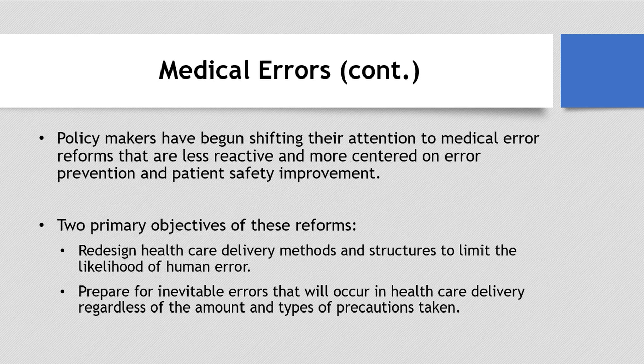All right. So policymakers, they've begun shifting their attention to medical error reforms that are less reactive and more centered on error prevention and patient safety improvement. And the 2 primary objectives of these reforms include the redesign of healthcare delivery methods and structures to limit the likelihood of human error and prepare for inevitable errors that will occur in healthcare delivery, regardless of the amount and types of precautions taken. All right, so to the next slide.